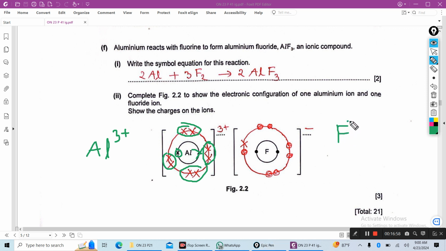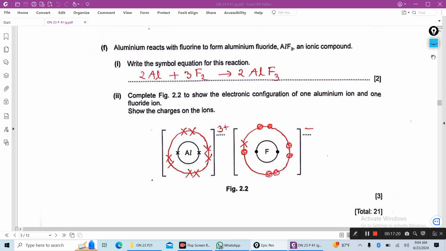Fluorine has 9 electrons, F minus means 10 electrons. First shell 2, second shell 2, 4, 6, 7, so 1 gained, that's why it is F minus. So aluminum loses 3 electrons to form Al3 plus, fluorine gains 1 electron to produce F minus.